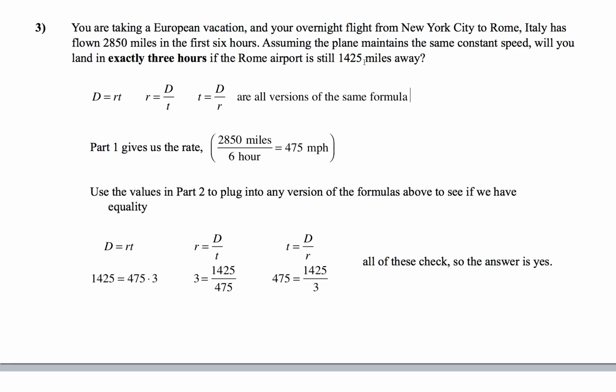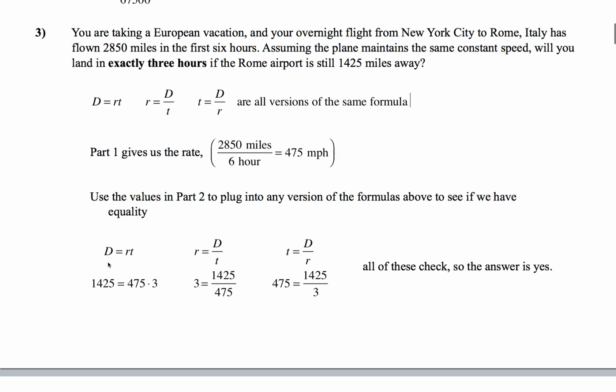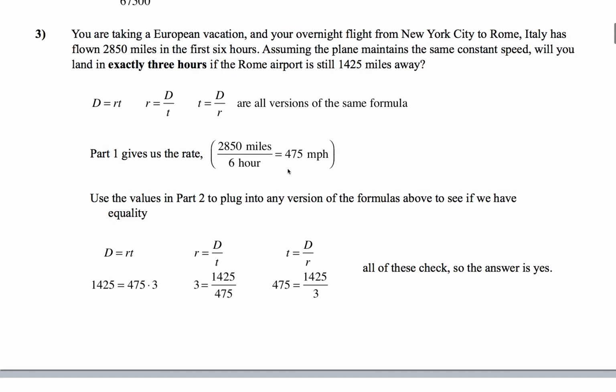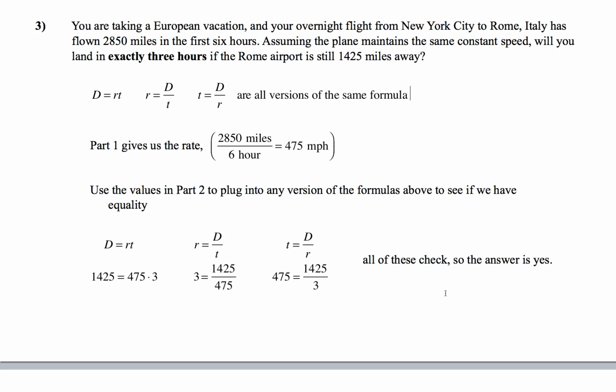So we can put the three values we're given: 1,425 for the distance right here, and 475 miles per hour for the rate right here, and these 3 hours right here, the time, and you multiply 475 times 3 to see if it's 1,425. Well, it is, and so that equation checks, and that's really the only one you need, but if you want, you can plug these values into the other equations.